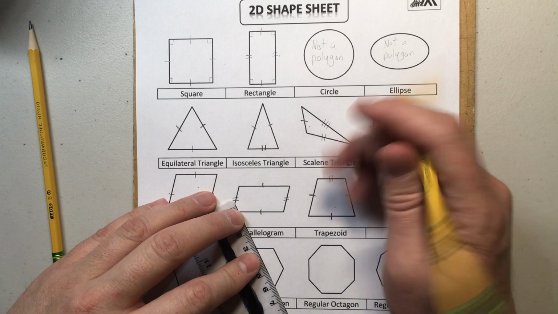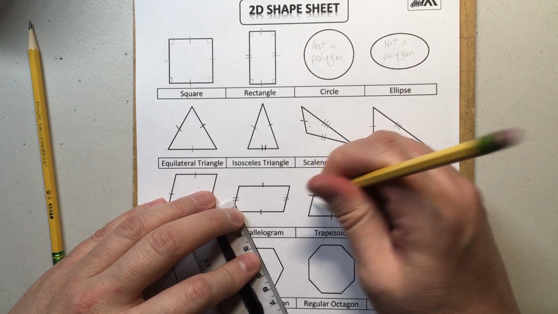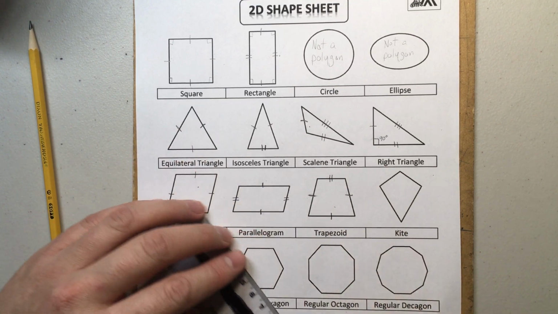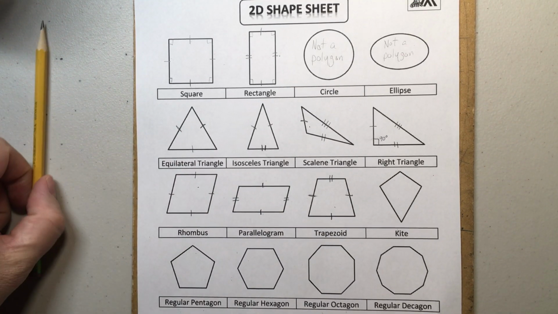So practice this stuff, kids. This is great for your mind too, and now you're measuring stuff. You're not just using a ruler as a straight edge, which I think is very important.